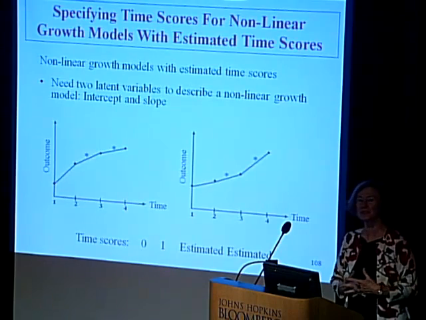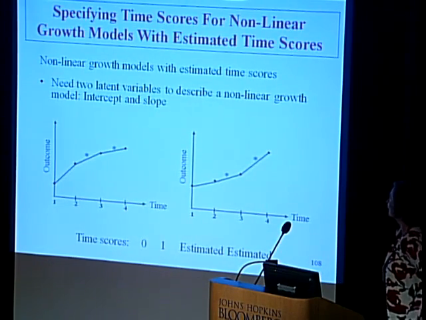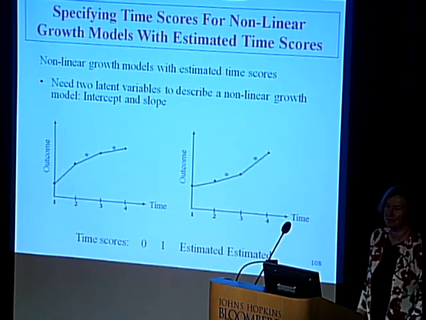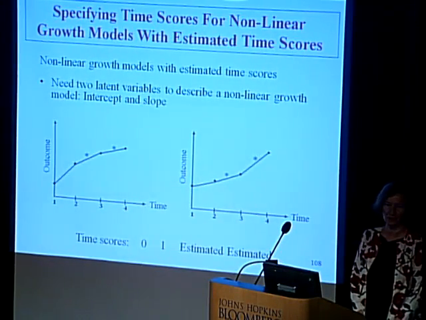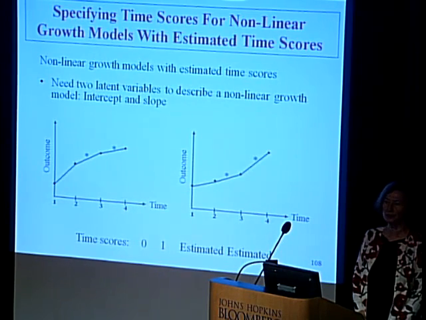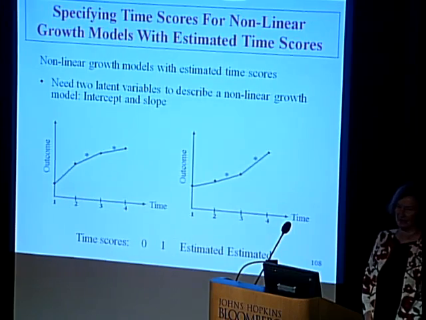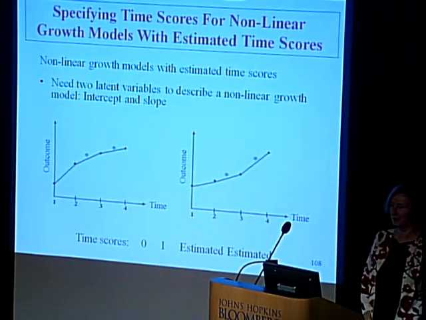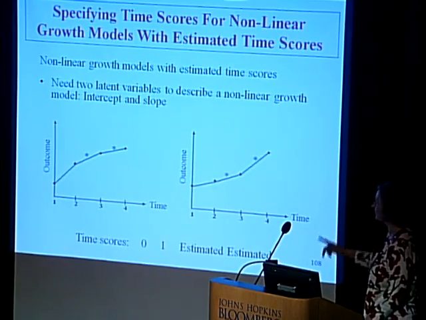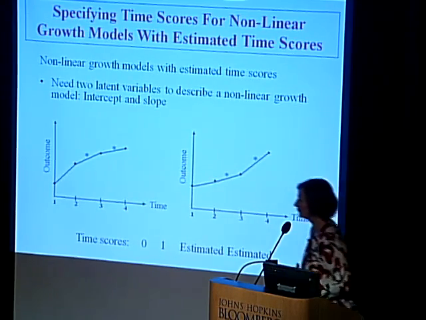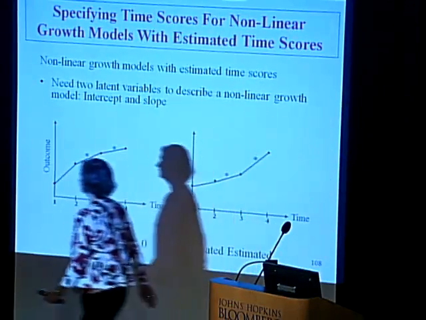So we're going to go through these various ways of doing nonlinear growth, and we're going to start with specifying time scores using estimated time scores. Now, in the linear model that we looked at earlier, our time scores were all fixed at values 0, 1, 2, and 3. And now we're going to take a look at models like we see. Actually, I'll come over here for a change, since we now have both screens usable.